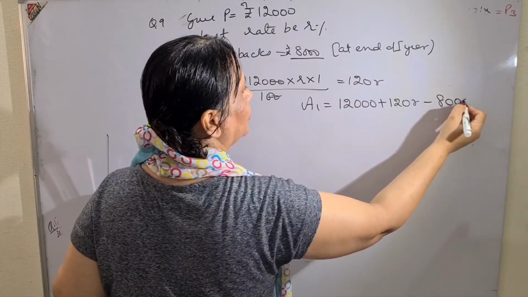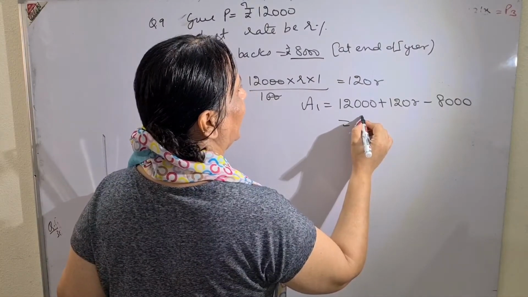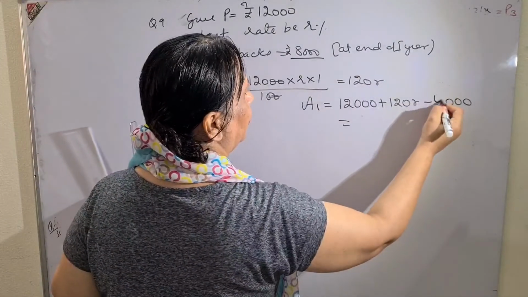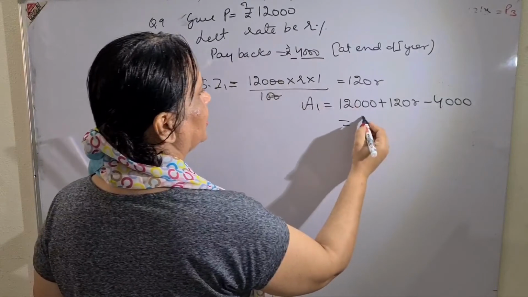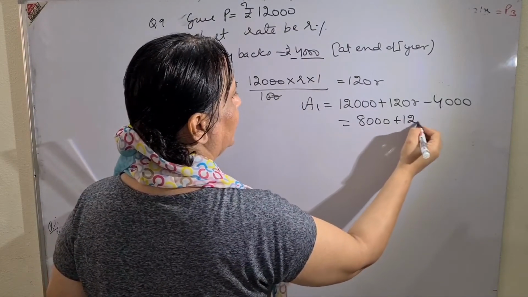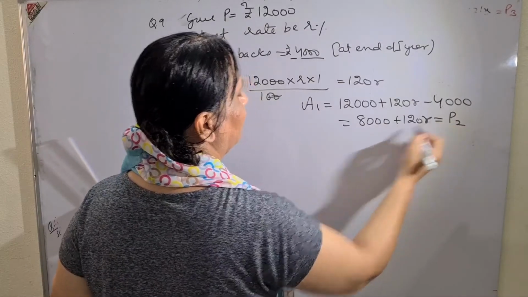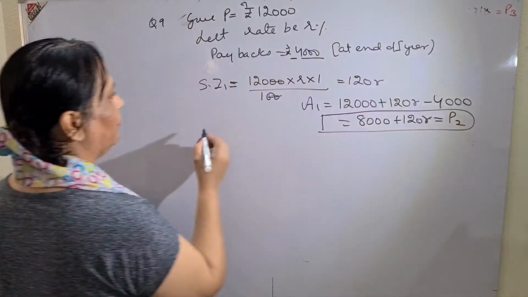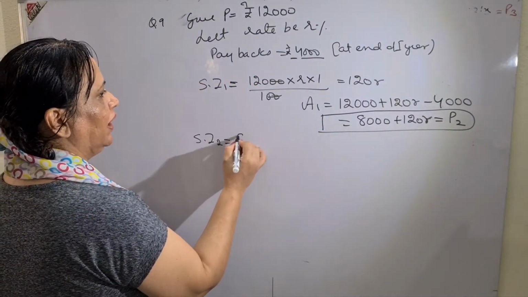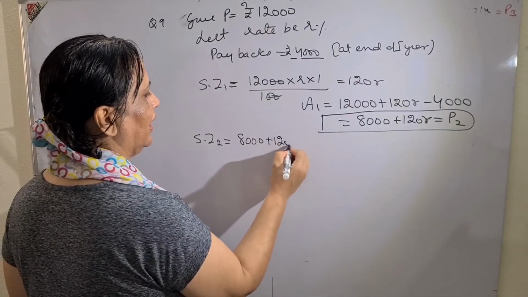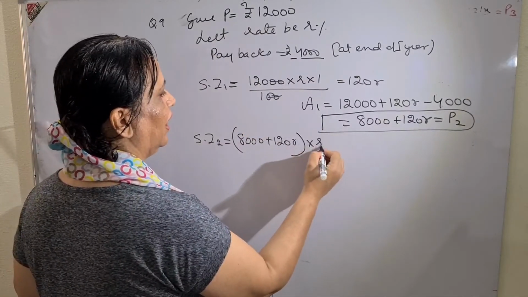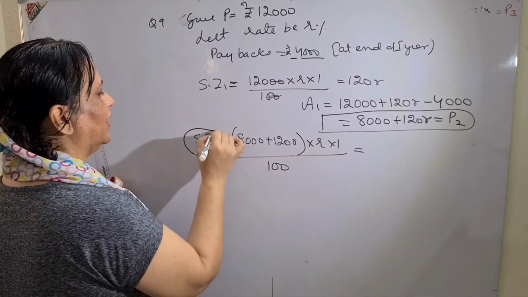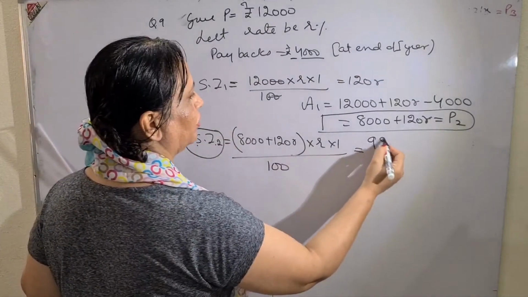So my final amount will be, you subtract 8,000. 8,000 is given back? No, 4,000 has been given out, children. 4,000 has been given out at the end. So this will be 8,000 plus 120 R, which will become the principal for the second year. And this is the only thing which I wanted to discuss with you. Don't be worried. To take out CI2 now, 8,000 plus 120 R, since you don't know R, let it be R into 1 upon 100. And in the question, this compound interest for the second year is given equal to 920.